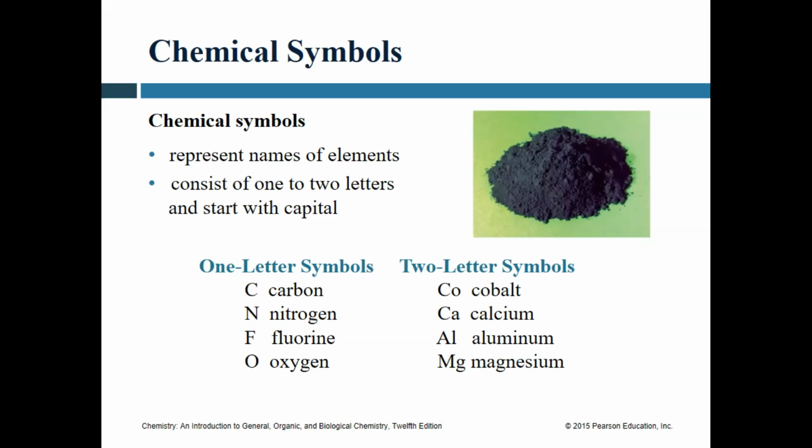In addition to having names, elements are also given a chemical symbol. That chemical symbol is unique to a given element and has one of two forms. It is either a one-letter symbol or a two-letter symbol. The first letter in either type of symbol is always capitalized. If there is a second letter, that second letter has to be lowercase.